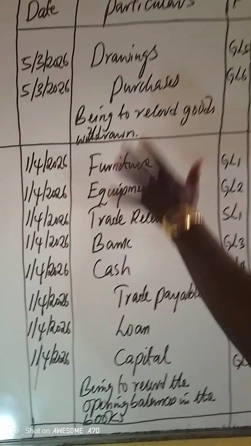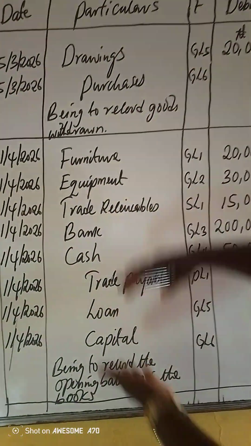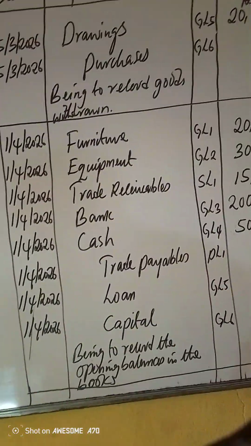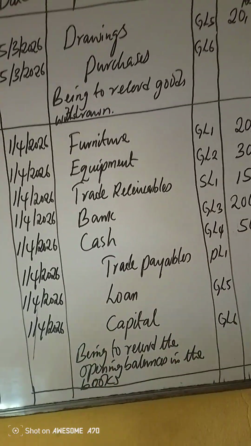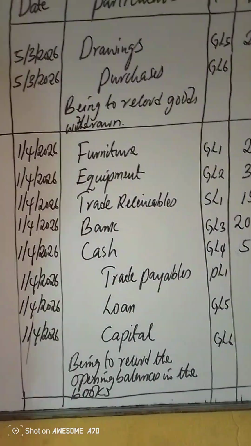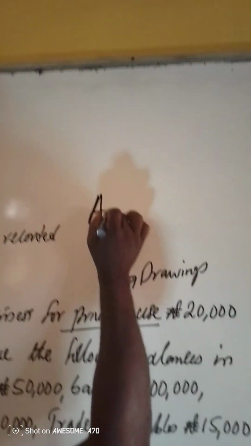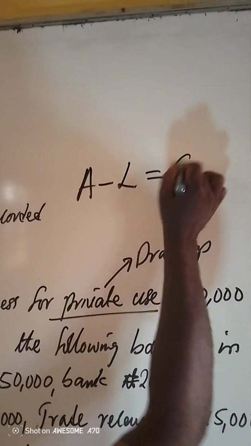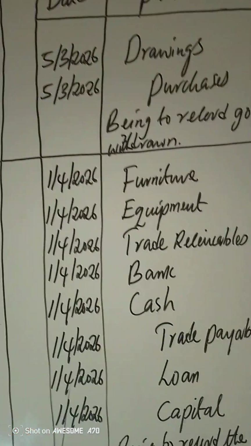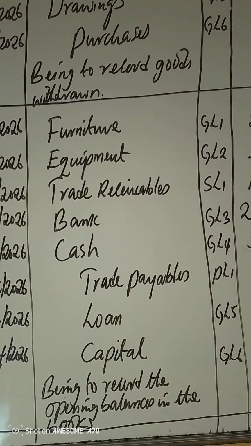So mind you, the basic rule of recording opening entries is that all assets are debited. Then you record the assets first. Even if they are 10, 20, they must come first. Then the liabilities will come second. Then from there, you have to derive your capital because of the accounting equation that says assets minus liabilities is equal to capital. So if the capital is not there, it means you have to derive your capital. By the time you take the assets and subtract the liabilities, what remains becomes the capital.